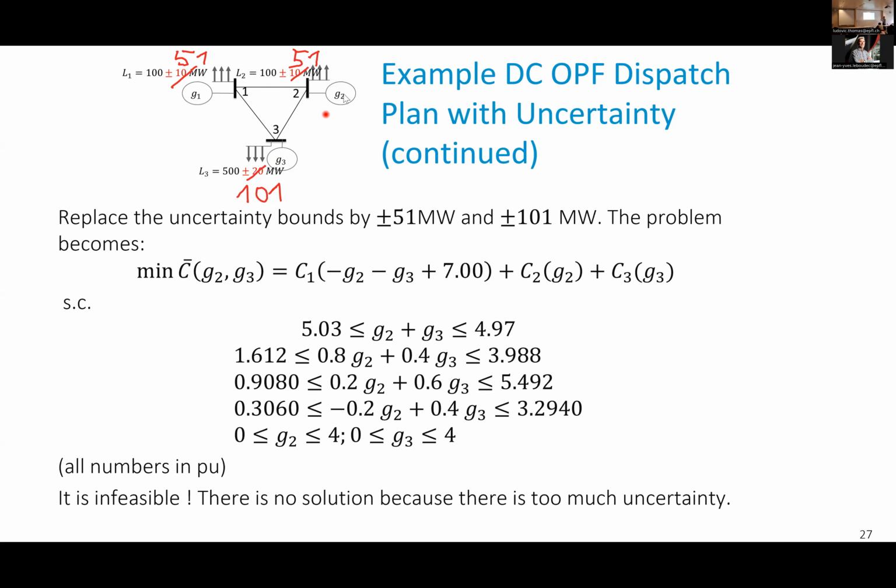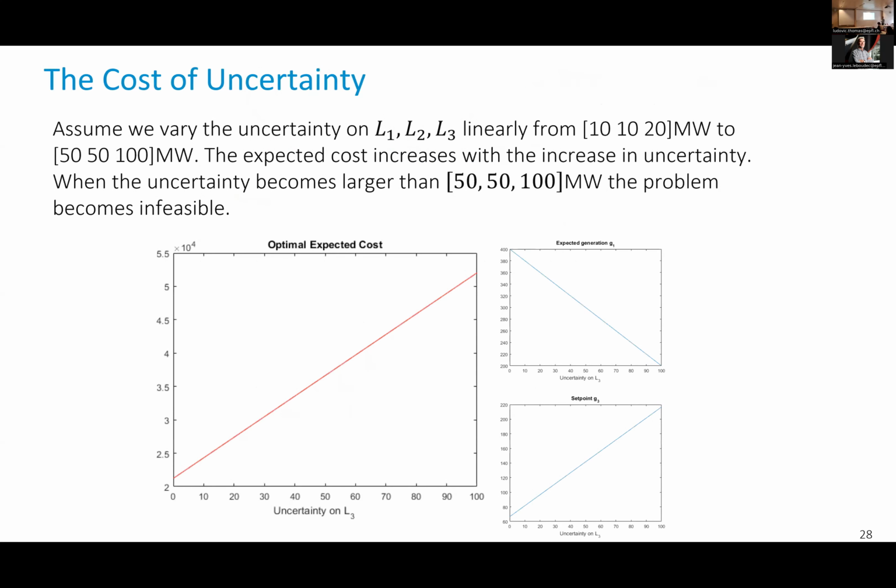But in some simple cases, there's no need for that. So if G2, G3 are able to solve, if the uncertainty is small, it works. If it's too large, it doesn't work. Here I've solved the problem in MATLAB, and I'm plotting as a function of the uncertainty. So here I'm plotting the uncertainty on L3, but they are proportional in all others.